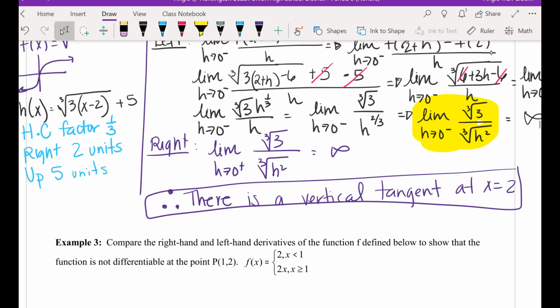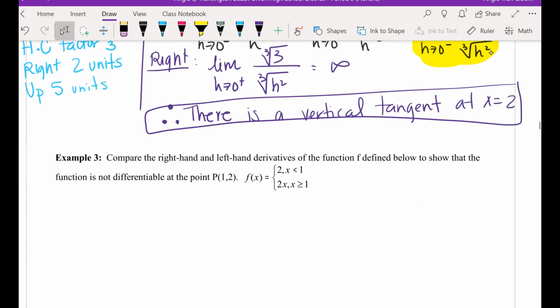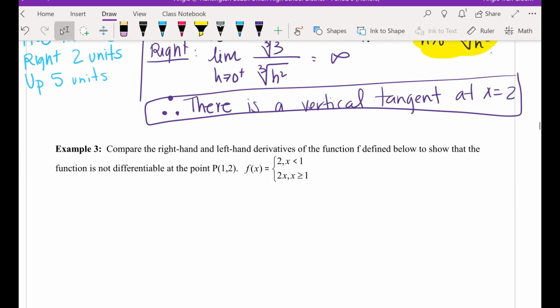Compare the right-hand and left-hand derivatives of the function below. Show that this function is not differentiable at the point. So did they tell you already that this is not differentiable? Yes. So please don't tell me it's just not differentiable. You have to show it. How do you show it? How do you show that it's not? It said it's not, but how do you show it? Do the same thing. Do you want to start with left or right? Left. Okay. Keep it consistent.